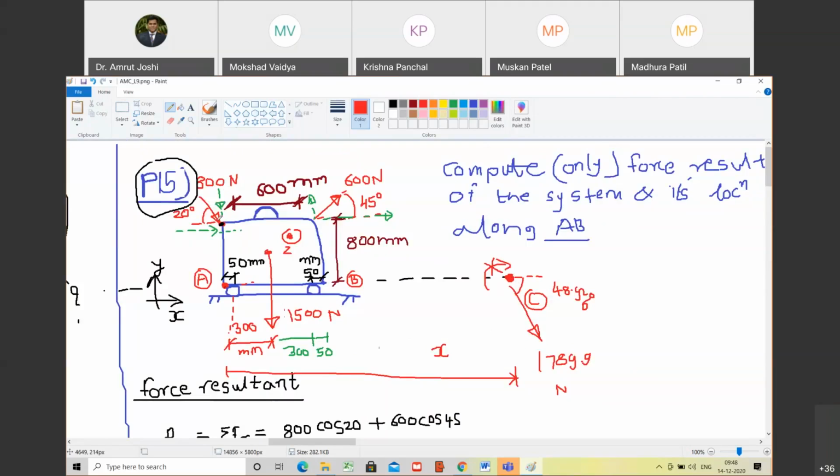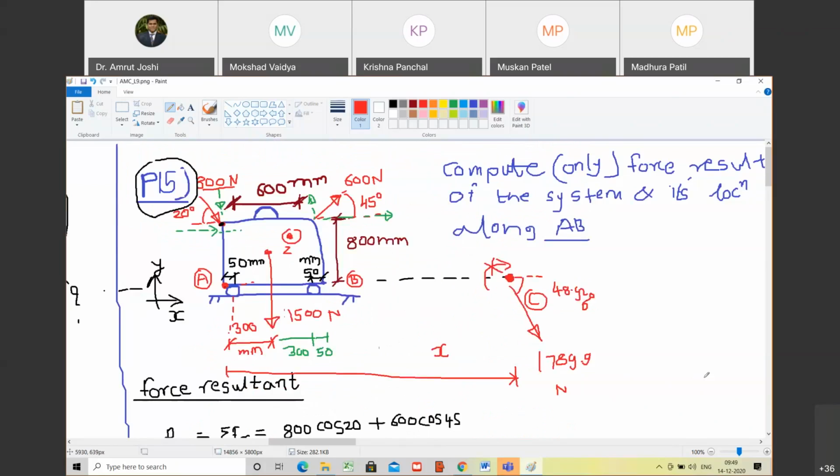Mokshat. Sir, of which point? 800 न्यूटन का वर्टिकल कंपोनेंट क्या है? Sir, 800 sin 20. Correct. And what is the distance of point C, where we are taking the moment? Perpendicular distance from the line of action of 800, is it x? Do you agree with me? Yes, sir. Great. So what is the moment? Tell me. 800 sin 20 into x. Is it positive or negative?